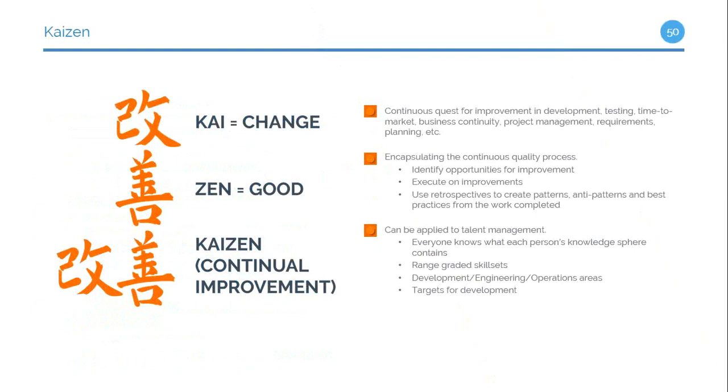So Kaizen and this whole notion of good change. Kai, change; Zen, good. So good change, or, in my world, change is good. The idea here, Kaizen or continuous improvement, goes back to lean, the Toyota production system. That's removing waste, removing tasks that we don't need to do. It's also a part of not overworking people.